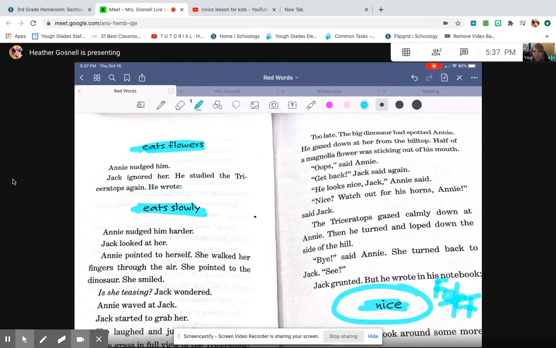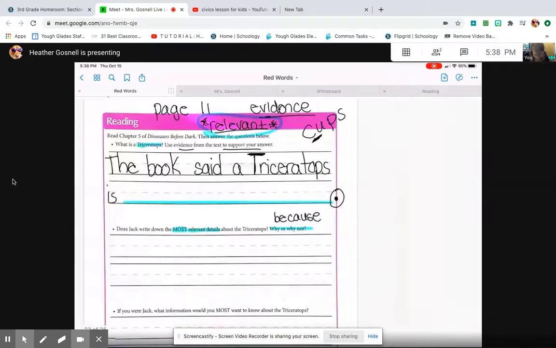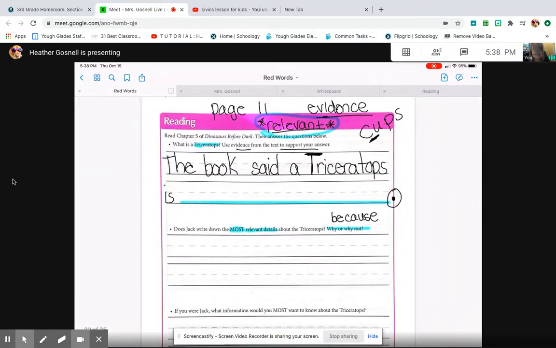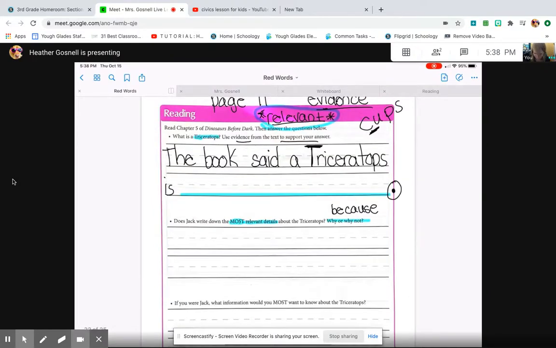So what do you think? I know what I think. If someone went all the way back to the Cretaceous period where the dinosaurs lived, and the only information they brought back about a Triceratops is that he eats flowers and eats slowly and is nice, I think I'm going to be a little disappointed. What do you think? So, let's go back there to our question. Does Jack write down the most relevant details? He wrote down details, but were they the most relevant?